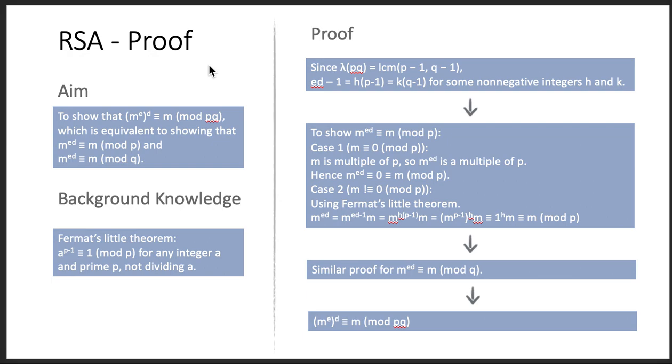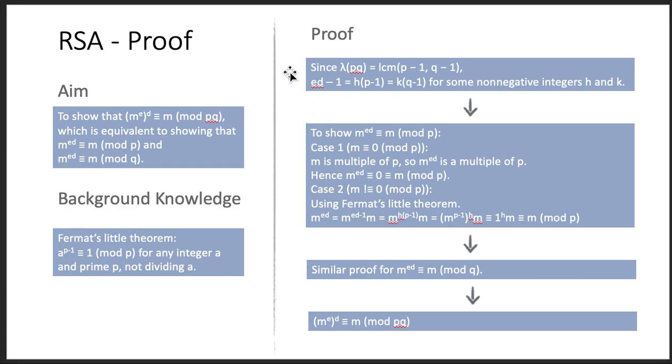Here is the proof. In order to prove that this code works, we have to show that m to the power ed is equal to m mod pq, which is equivalent to showing that m to the power ed is equal to m mod p, and m to the power ed is equal to m mod q. A theorem that will help us during the proof is called Fermat's Little theorem, and it states that a to the power p minus 1 is equal to 1 mod p for any integer a and prime p not dividing a.